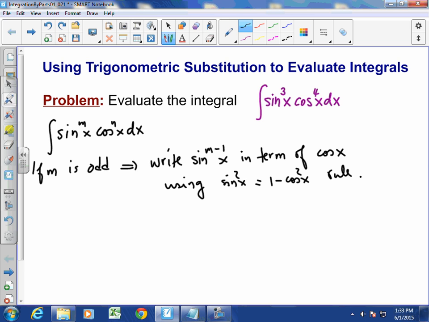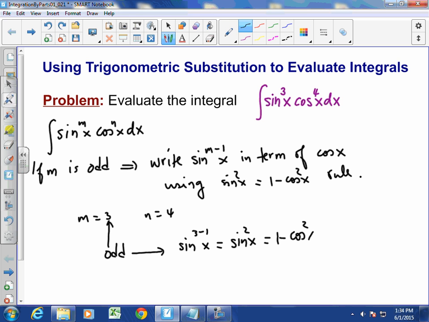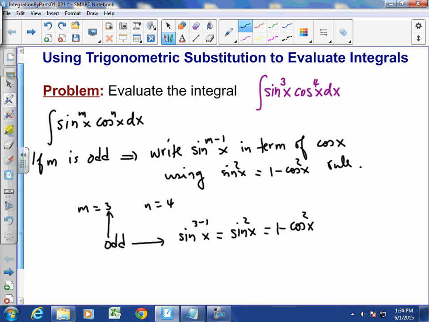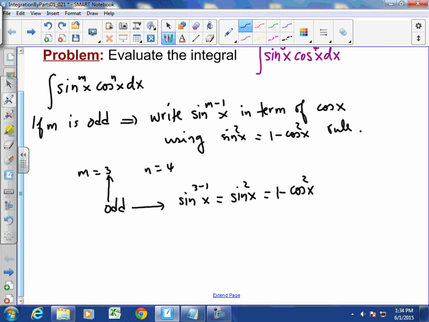Okay. In our case, m is equal to 3, n is equal to 4. So m is odd. So that means we are going to write sine to the 3 minus 1 x. In other words, sine square of x in terms of cosine of x. In this case, 1 minus cosine square x. So this is done. Now we use the integral.